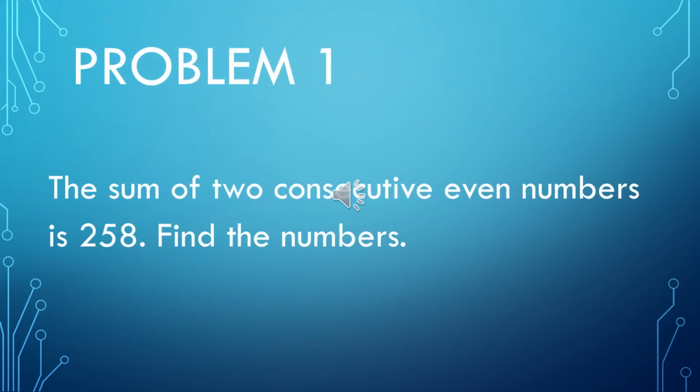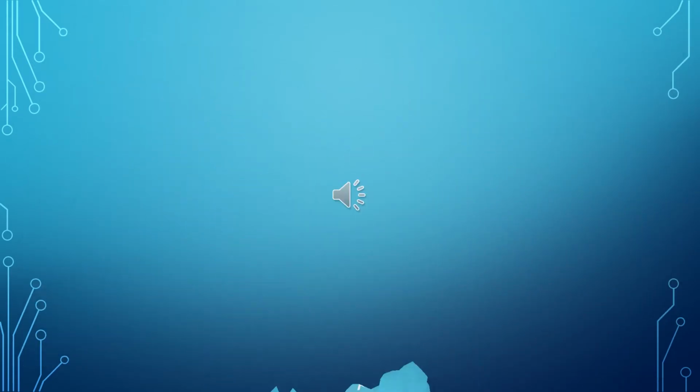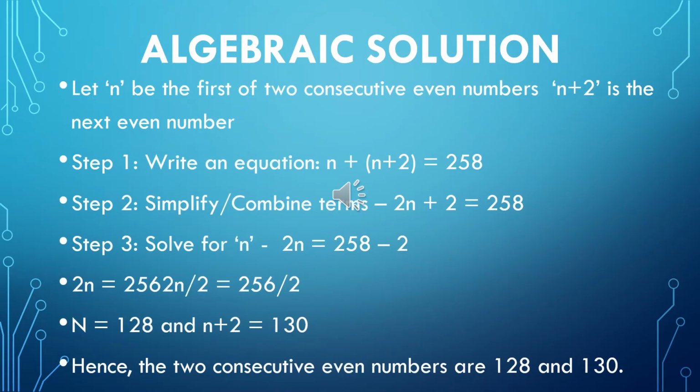For our first problem, it says here, the sum of two consecutive even numbers is 258. Find the numbers. Solving this problem algebraically, first we let a variable for the first of two consecutive even numbers. So we let n be the first, and n plus 2, by the property of even numbers, would be the second consecutive even number.